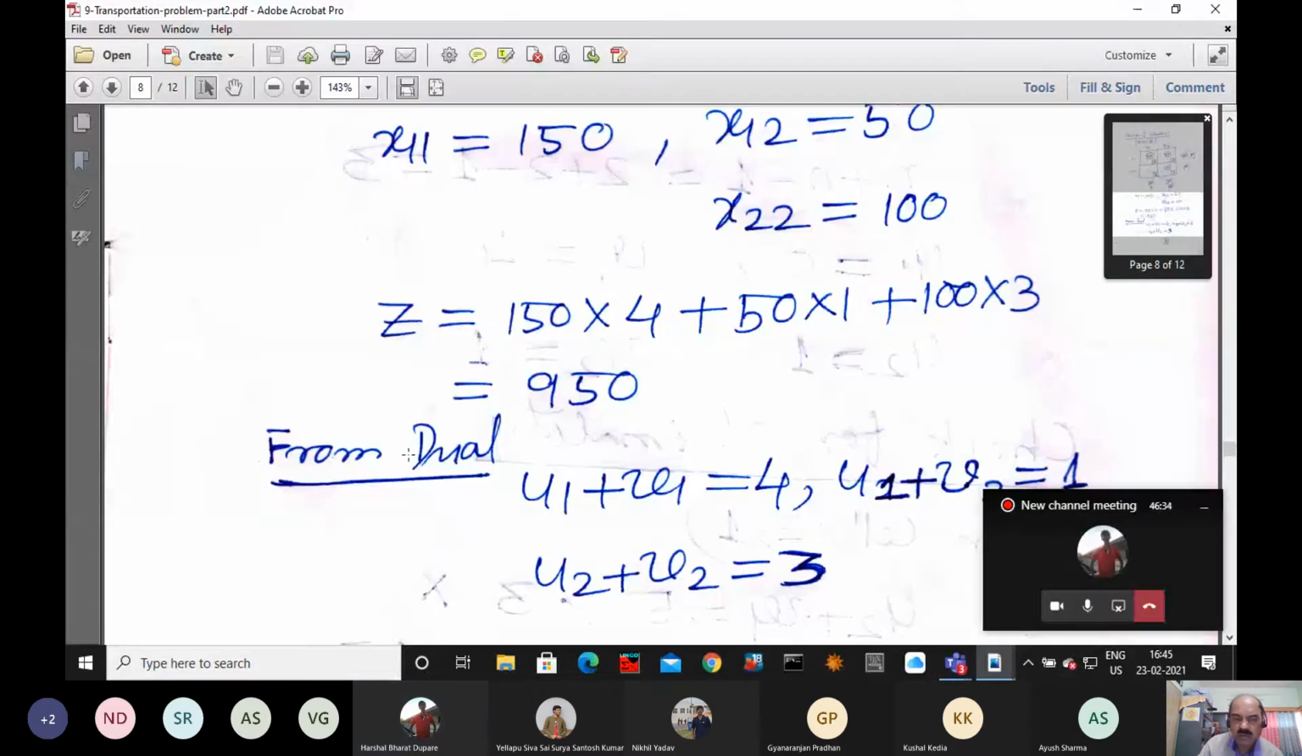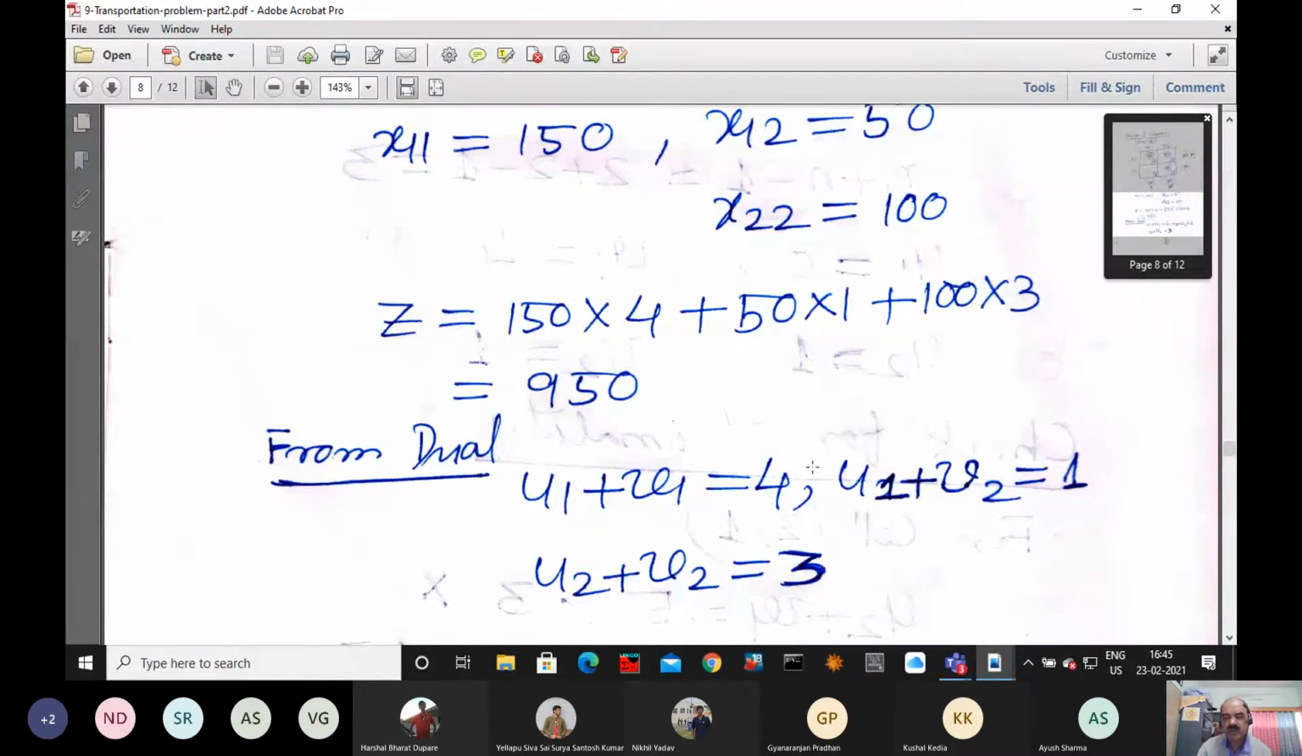So how have I got u1 plus v1 equal to 4? Tell me. See, I have taken a very small problem so that everybody will realize how this happened. u1 plus v1 equal to 4. Is it all right? Because u1 plus v1 minus 4 into x11 equal to 0. Since x11 is positive, that is 150, u1 plus v1 equal to 4. Since one of them is positive, the other has to be 0.